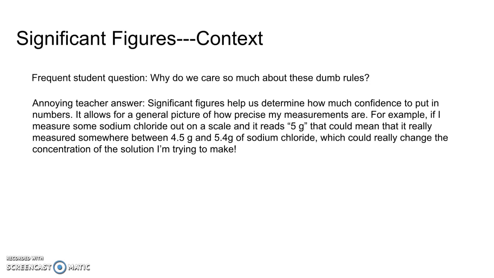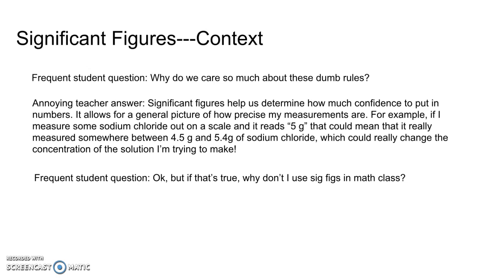My favorite example that I spelled out here is concentration. If I'm measuring 5 grams and it just reads 5 with no zeros, it really means it could be anywhere between 4.5 and 5.4 grams of sodium chloride. That could really change the concentration of the solution I'm trying to make. So it's just something to keep in mind.